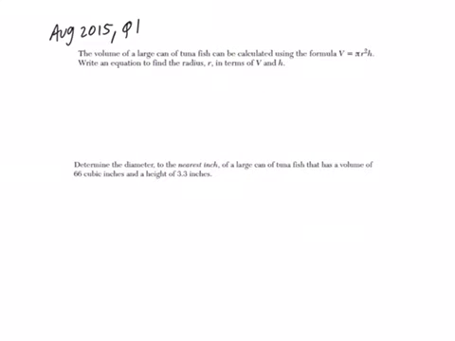Alright, so we have this, the volume of a large can of tuna fish can be evaluated using the formula V is equal to pi r square h. Write an equation to find the radius. Again, we have got to isolate r. So let's use SADMAP. V is equal to pi r square h. All of these things are multiplying. We need r.